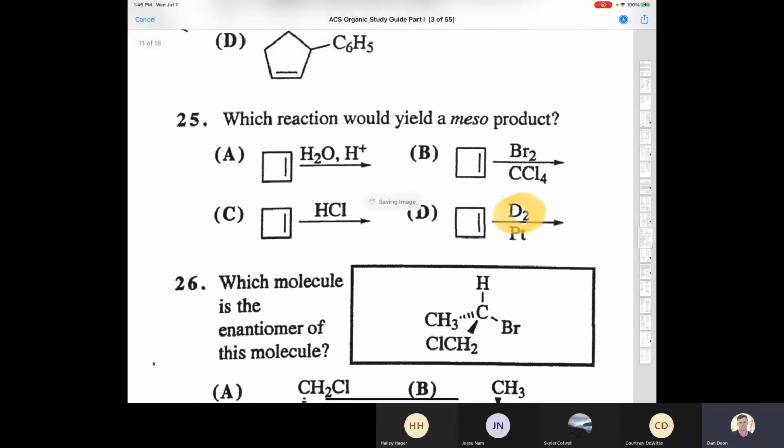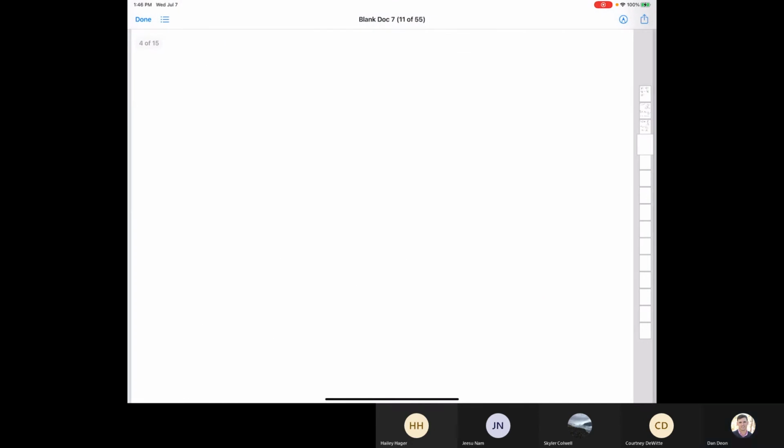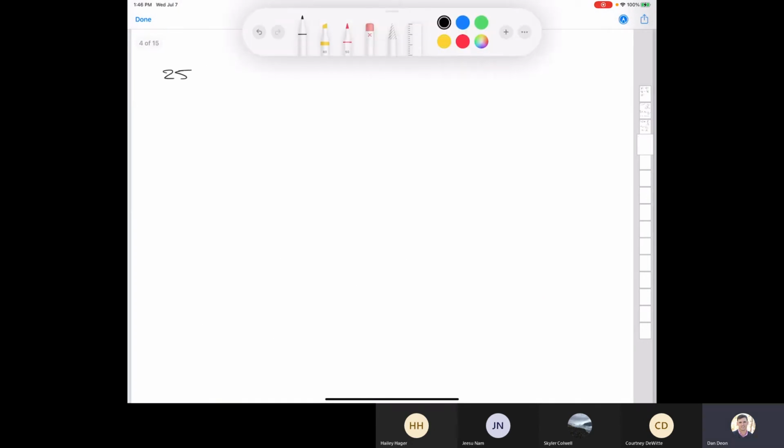I'm going to switch over to a blank document just for a second here. We're going to take a look at the question in detail. So this is question number 25 from the ACS study guide. In A, we took cyclobutene and treated it with water and acid. That's just going to be a Markovnikov addition of water, but there's no Markovnikov or anti-Markovnikov to worry about. So you would just end up with cyclohexanol, which is not a meso compound, right?